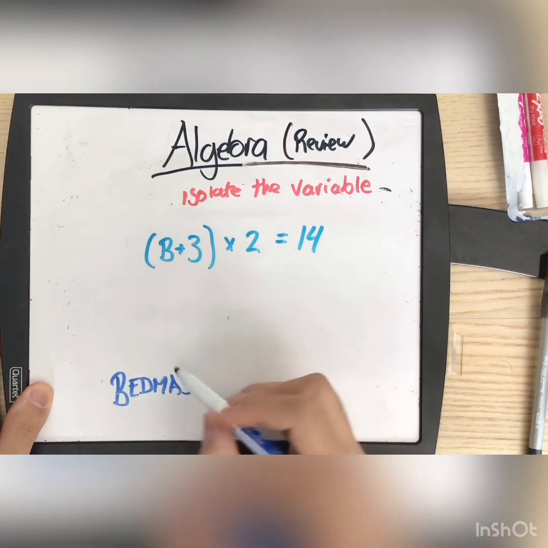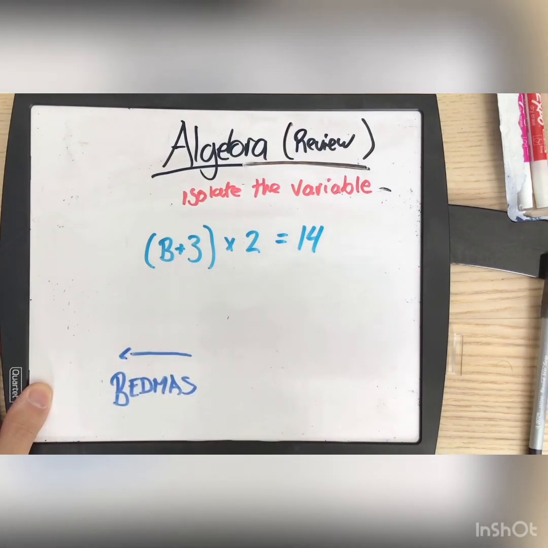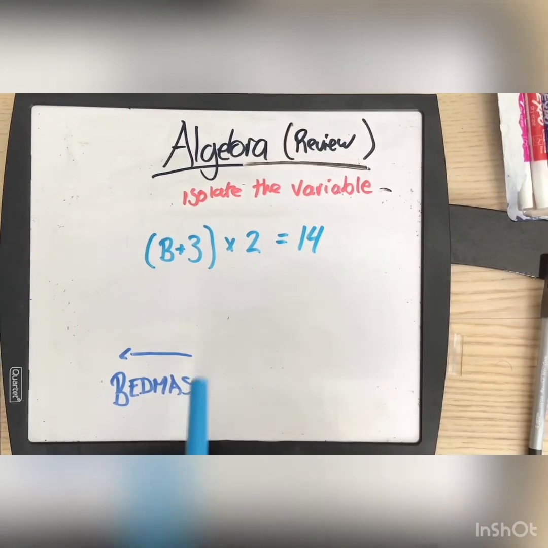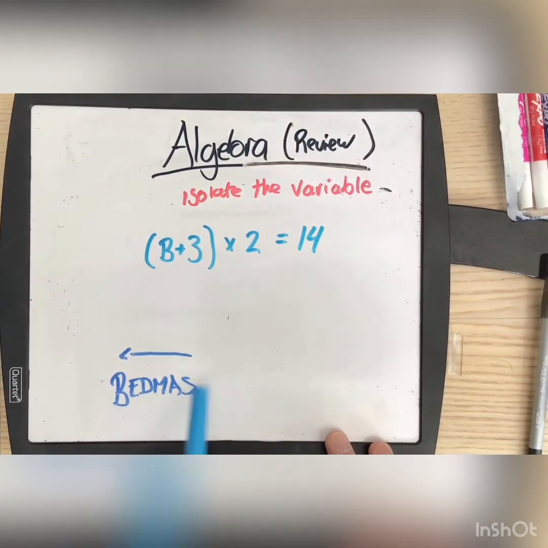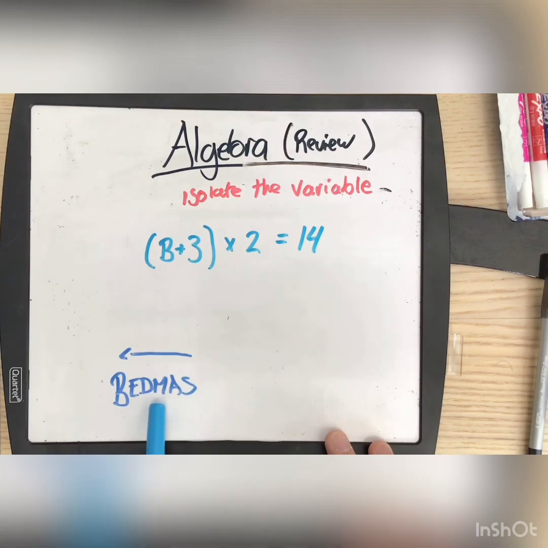Now, in algebra, we actually do BEDMAS backwards. Just a reminder, BEDMAS stands for brackets, exponents, division, multiplication, addition, and subtraction. Since brackets is all the way at the back and we start at subtraction, we have to go through BEDMAS. There's no subtraction for us to get rid of here, so next we go to addition. We do have addition, but it's currently in the brackets. So we move on. Do we have multiplication?